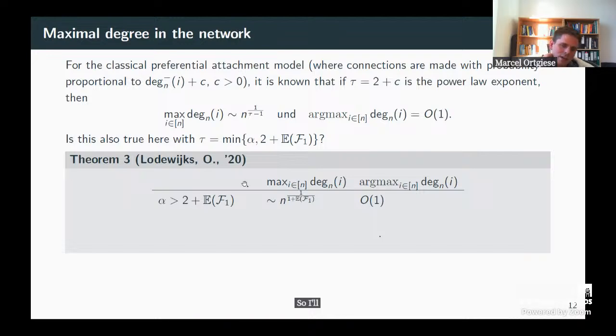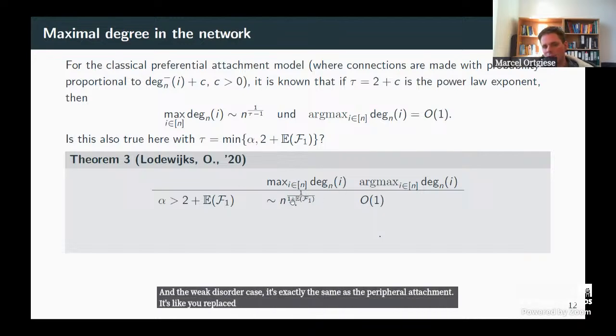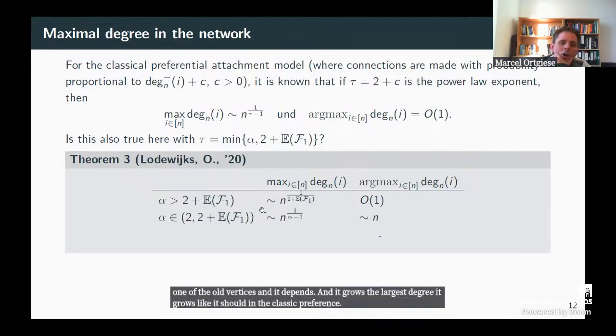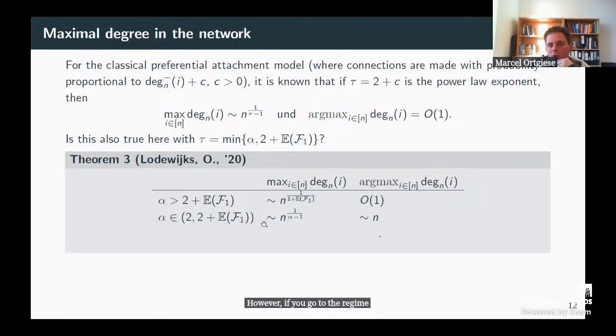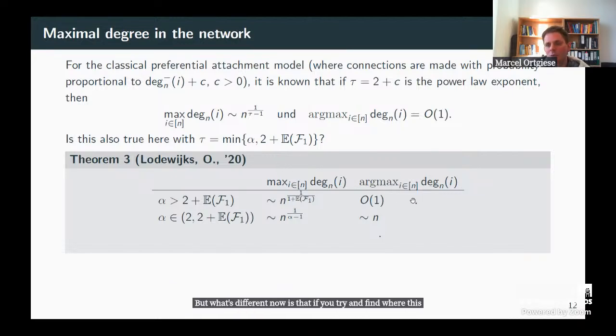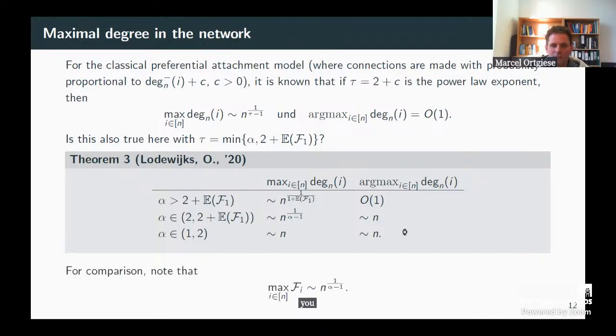So I'll start with the weak disorder case. In the weak disorder case, it's exactly the same as the preferential attachment. It's like you replace the fitness by its average. Again, the most powerful vertex is one of the first few, one of the old vertices, and the largest degree grows like it should in the classic preferential attachment. However, if you go to the regime where the disorder is strong, then the tail exponent still gives you the right answer for the growth of the largest degree. So it grows like n to the 1 over alpha minus 1. But what's different now is that if you try to find where this vertex is, it is of order n. And then finally, if you're in the extreme disorder, then the largest degree grows like n, and you can find it at order n, one of the new vertices.